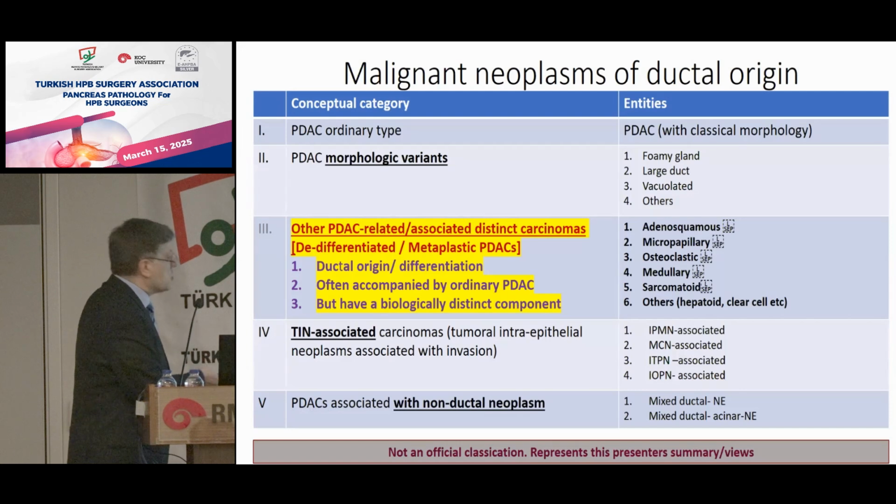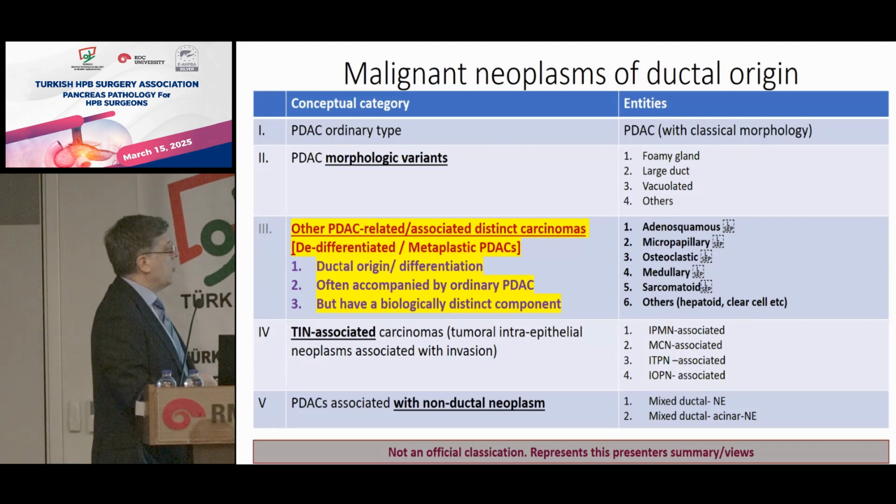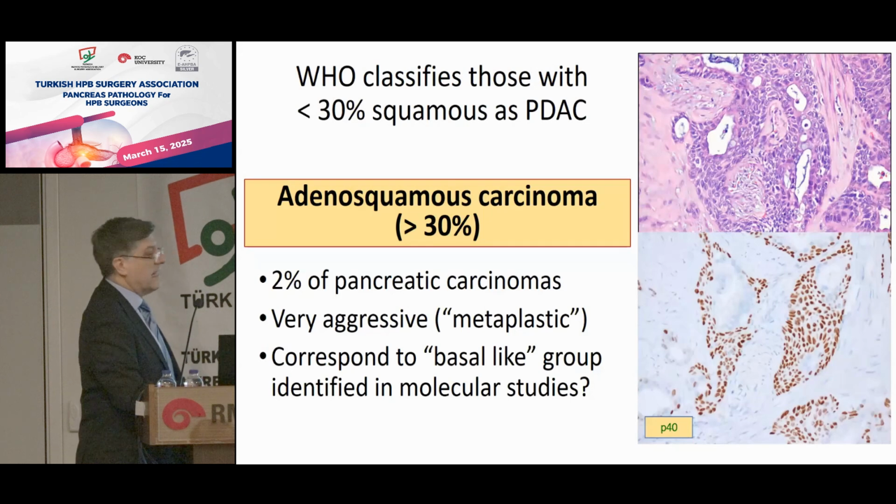Now, when we come to this group, this group is significant. These are PDAC-related tumors. They are almost like de-differentiated, higher-grade, transforming metaplastic versions of PDACs. They are of ductal origin, ductal differentiation. They are often accompanied by ordinary PDAC. So you find the conventional tubular PDAC component somewhere, but they also have a distinct component that changes the biology of the tumor. For instance, adenosquamous carcinomas.